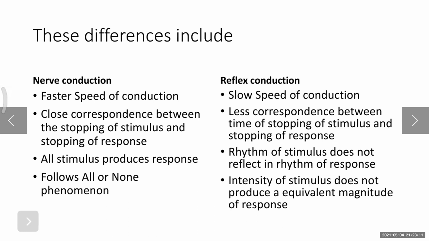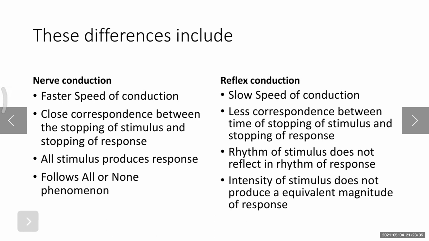He coined a term called refractory period, and we saw in the last class a very detailed explanation of what the refractory period is. The next one is he found that whenever he stimulated the nerve, once a particular intensity is reached, after that, every stimulus produced a response. So the nerve conduction followed an all or none phenomenon.